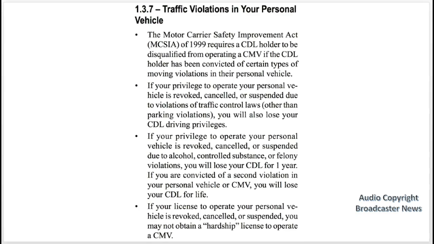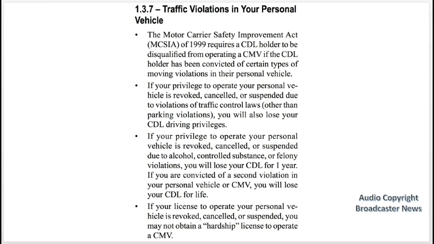1.3.7 Traffic violations in your personal vehicle. The Motor Carrier Safety Improvement Act of 1999 requires a CDL holder to be disqualified from operating a commercial vehicle, if the CDL holder has been convicted of certain types of moving violations in their personal vehicle. If your privilege to operate your personal vehicle is revoked, canceled, or suspended due to violations of traffic laws, other than a parking violation, you will also lose your CDL privileges.